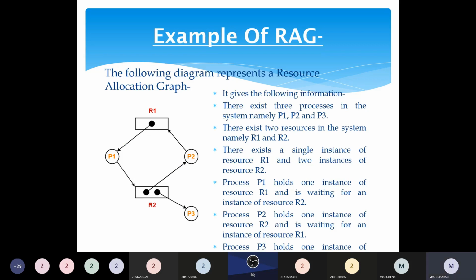As you can see here, a process is represented with a circle, and resources are represented with a rectangle, and the dots represent how many instances are allocated for the process. Okay.